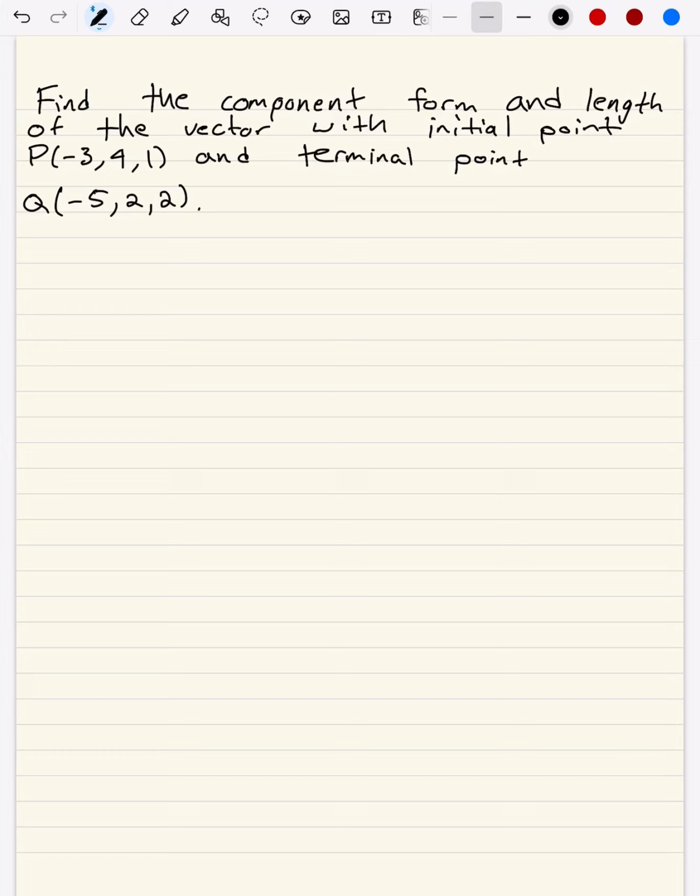Okay, so today we're going to be trying to find the component form of vectors given initial points and final points. So this problem states: find the component form and length of the vector with initial point P equals (-3, 4, 1), and terminal point Q equals (-5, 2, 2).